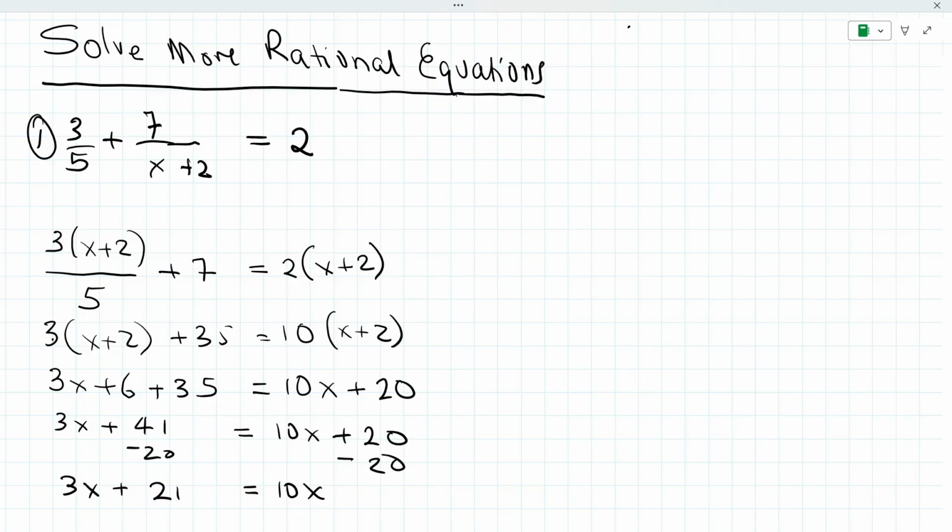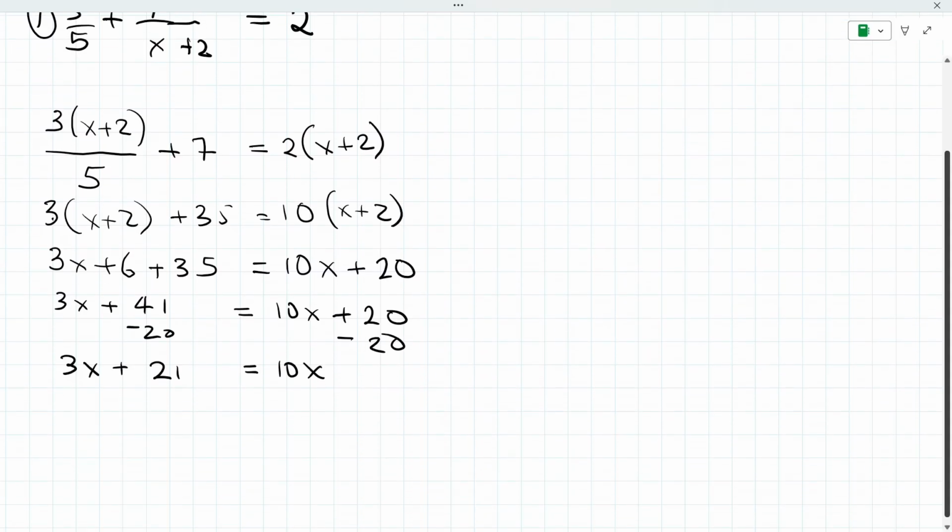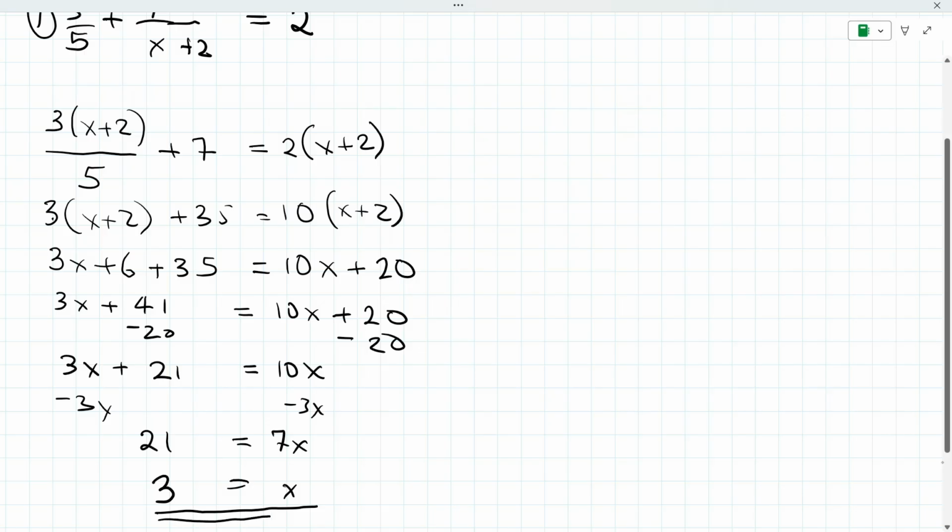We can then subtract 3x from both sides. Subtract 3x and subtract 3x. So we'll be left with 21 is equal to 7x. Divide by 7, x will equal 3. Sorry, x will equal 3. Yeah, and that will be our final answer.